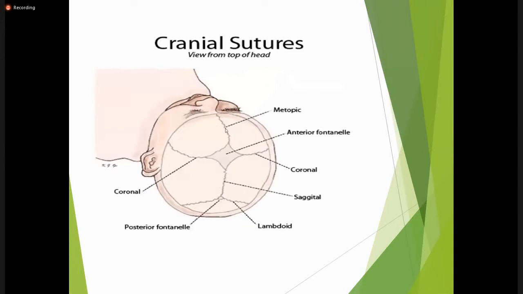So the anterior fontanelle lies at the junction of the coronal and the sagittal suture. This is the sagittal suture and this is the coronal suture. The anterior fontanelle is diamond shaped and it is at the junction of the coronal and the sagittal suture. And this is the posterior fontanelle. The posterior fontanelle lies at the junction of the sagittal and the lambdoid suture. So this is the normal scalp anatomy.